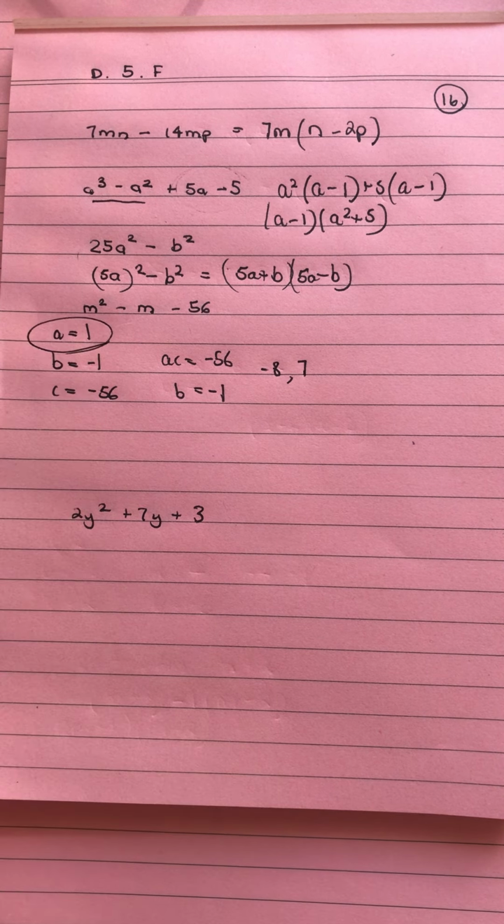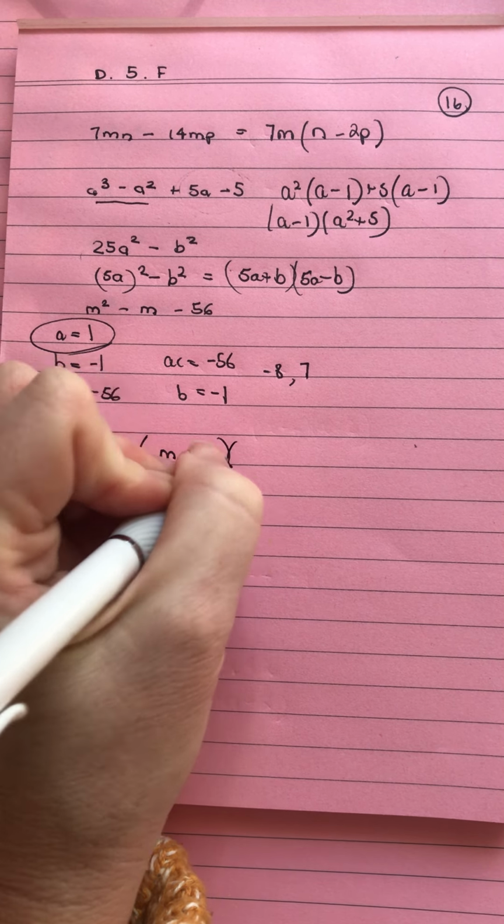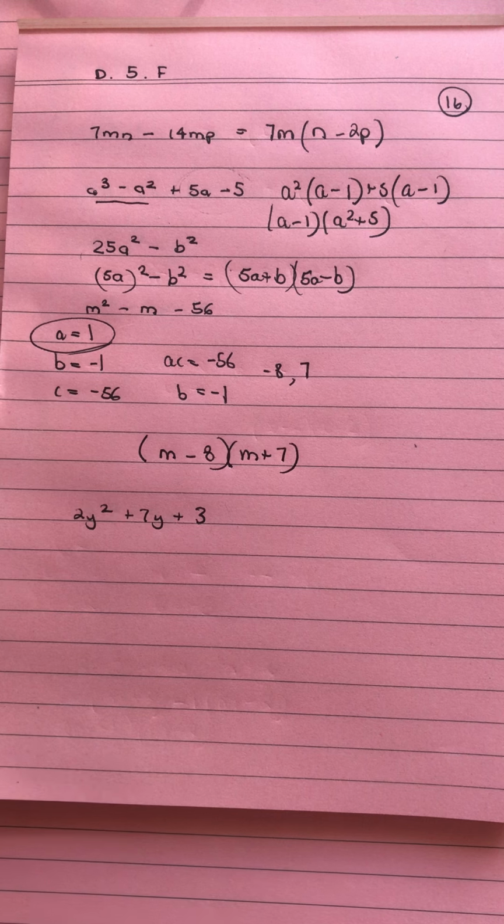Because we have an a equals 1 here, we can put that straight in the bracket and write m take 8 and m plus 7.